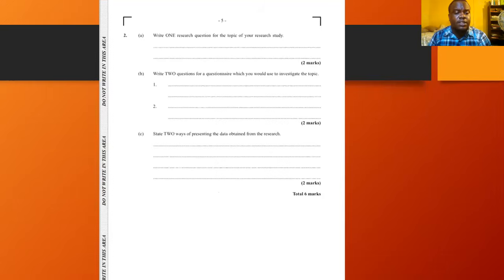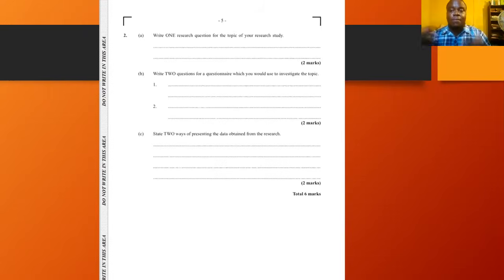Write two questions. Now this is asking you to write two questions for a questionnaire which you would use to investigate the topic. Two questions. Now you can restate your question. The easiest thing to do is to reuse a research question. Yet I don't think you should try and stress yourself to come up with different questions. If you want to come up with different questions, then that is totally fine. But if you want to reuse your question, that's okay.